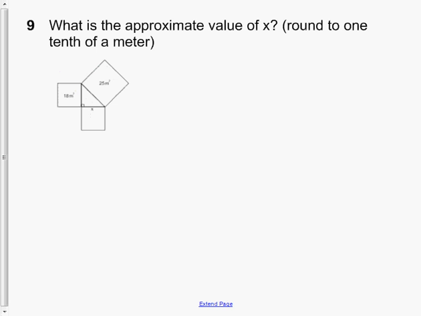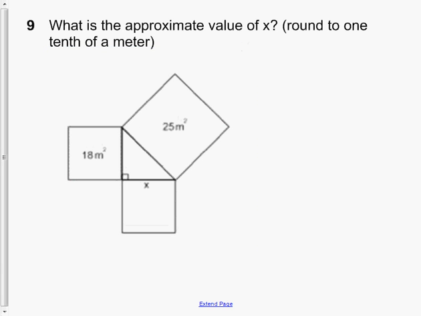Question 9, what's the approximate value of x? That's a little bit different. So here we have, again, the same setup. This is 7 meters squared, because we just did that question. And the side length would actually be the square root of 7 is the side length.